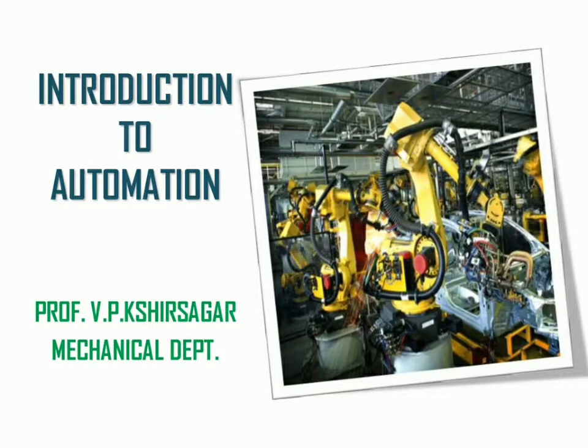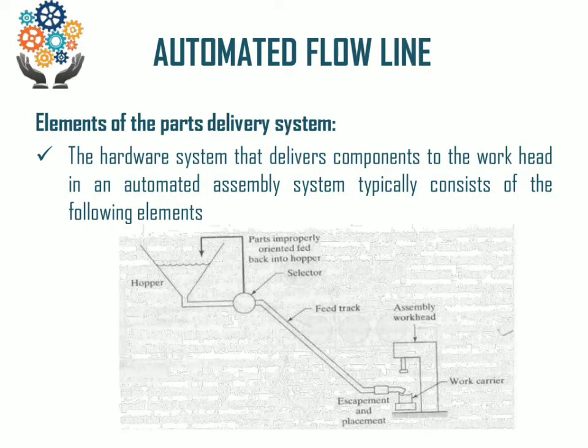I am here for lecture number 6 of the chapter Introduction to Automation. So let's start today's lecture. Today's topic is the automated flow line, related to the elements of the part delivery system. The elements of the part delivery system are a very important topic as far as this particular unit is concerned.